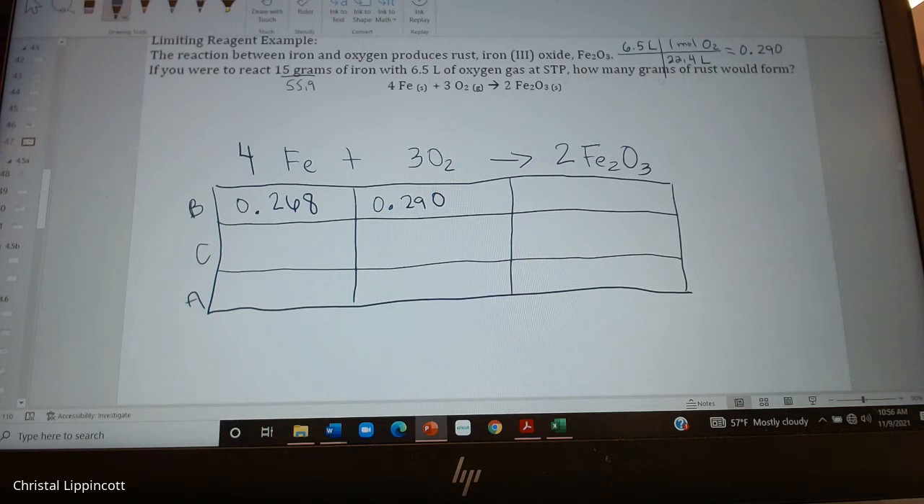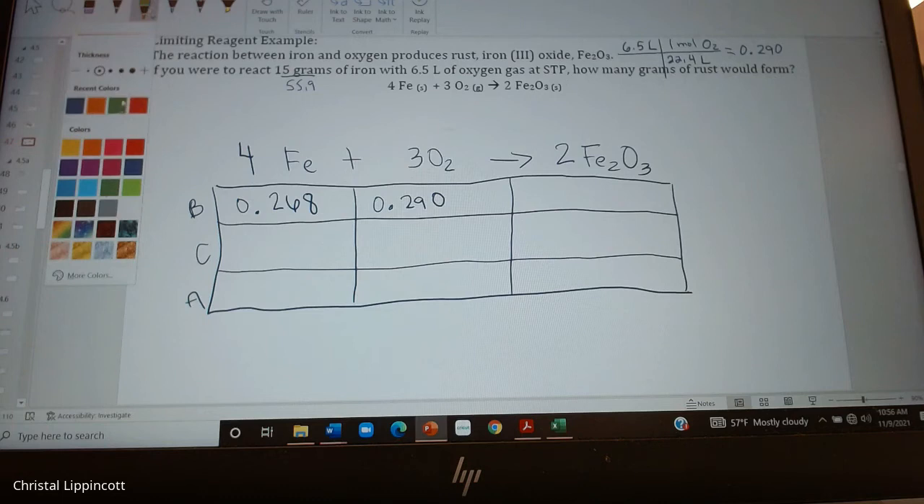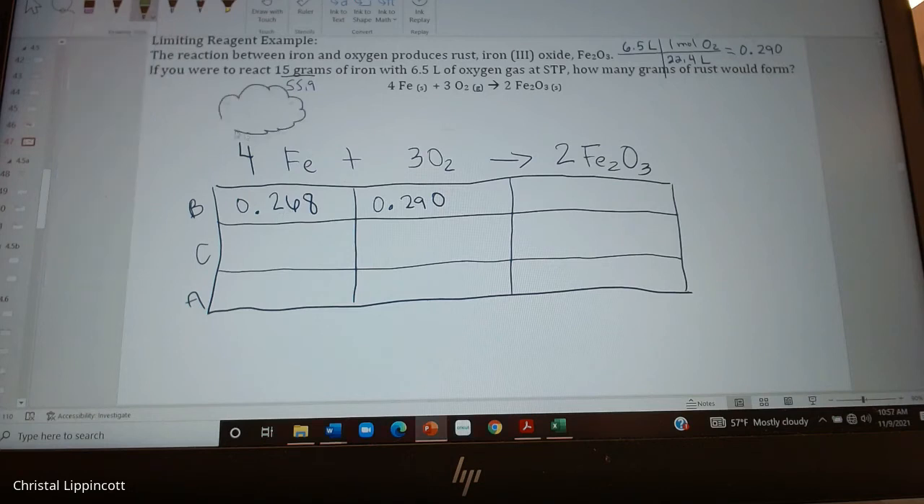All right, so now we are going to end up with 2 different clouds forming. Okay, one cloud is going to take this value and divide it by 4. One cloud is going to take this value and divide it by 3. Again, keep at least 3 sig figs in this process.